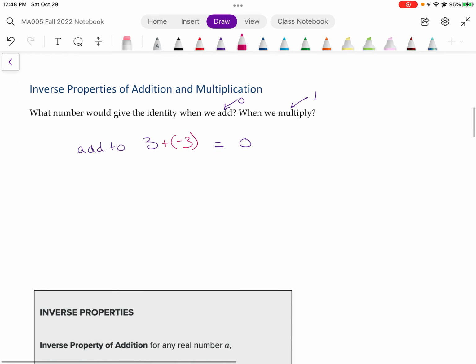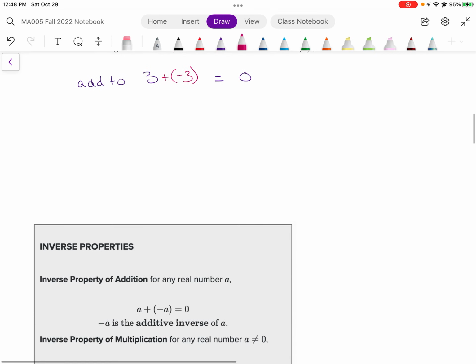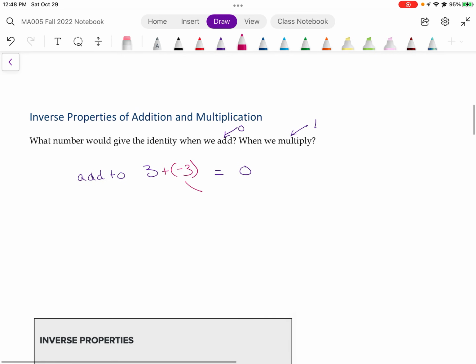So that is called the additive inverse. In other words, it's the opposite. It's the negative. The additive inverse is the negative.